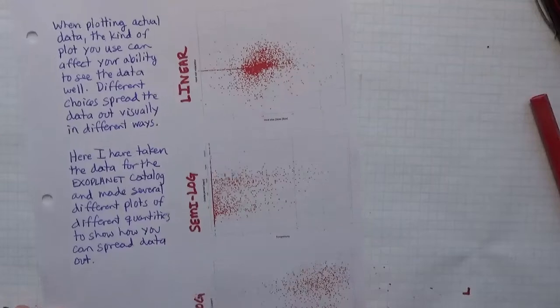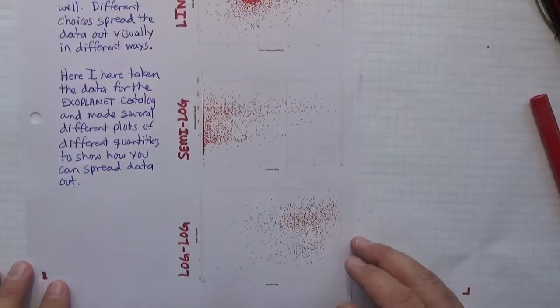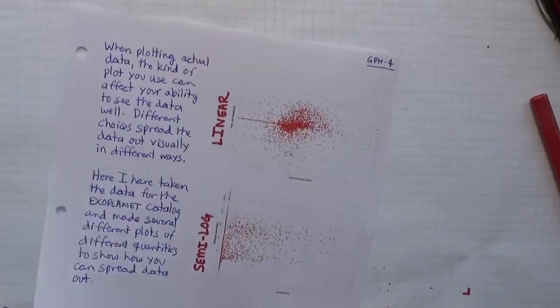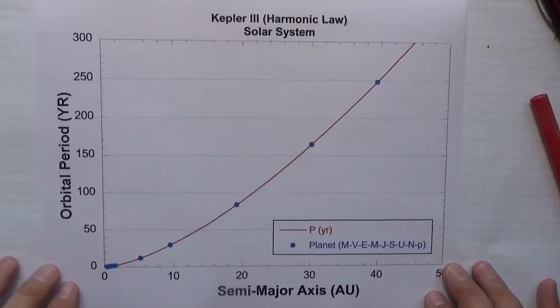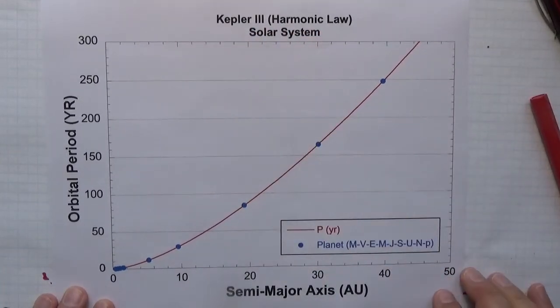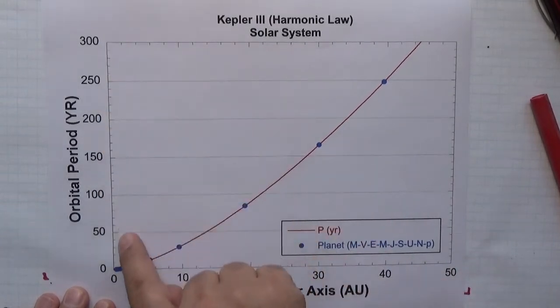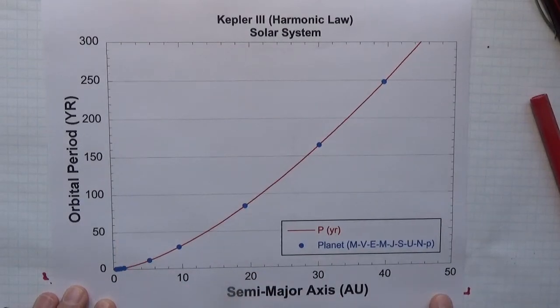I've pre-prepared some of these. In the scan notes, you'll see some examples with real data. These are linear, semi-log, and logarithmic plots of exoplanet data, and we'll talk about exoplanets in a couple of weeks. But let me show you all three types of plots using data from our solar system. This is a plot of what's called Kepler's third law, or the harmonic law, which tells us that the period of a planet's orbit is related to the size of the orbit. As you get farther away from the sun, the time it takes you to go around the sun goes up.